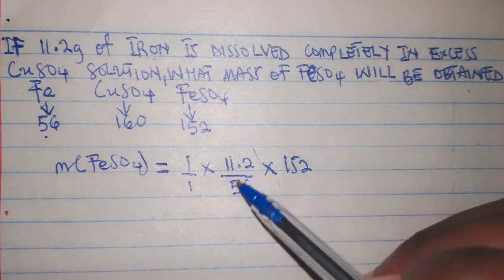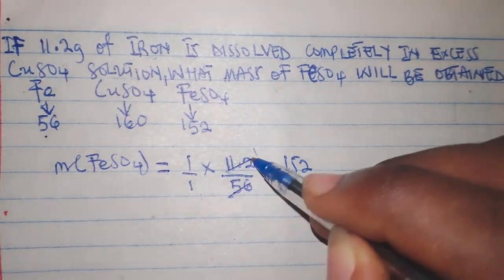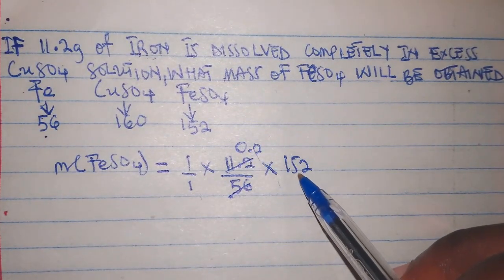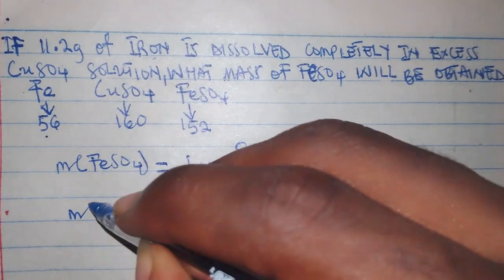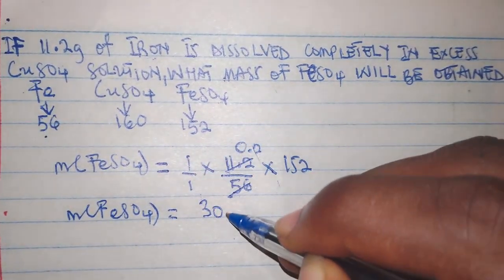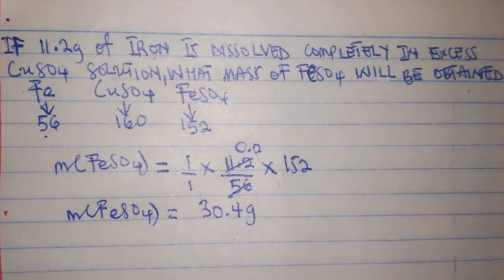So now you can easily see that 56 goes into 11.2 0.2 times. Then quickly 0.2 times 152 is simply 30.4. So your mass of iron(II) sulfate is equal to 30.4 grams. You can see how fast it was done. So if you are practicing more, make sure you know the molar masses and make sure you know the mole ratios.